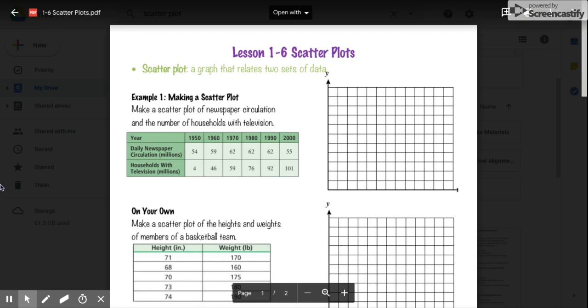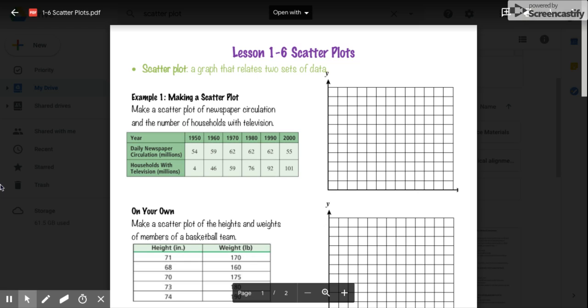So today's topic is scatter plots. Quick reminder, or maybe for the first time if you didn't learn this in middle school, a scatter plot is a graph that relates two sets of data. The purpose of a scatter plot is to see if there's any correlation, meaning if they relate to each other or not. An example of something that would relate would be your height and your weight. The taller you are, probably the heavier you are. Obviously, there are some exceptions, so it's not a consistent pattern all the time on a scatter plot, but it's overall trying to see if there is a relationship between the two sets of data.